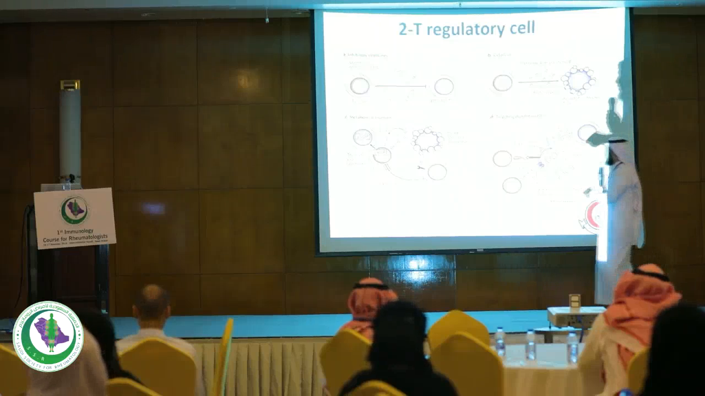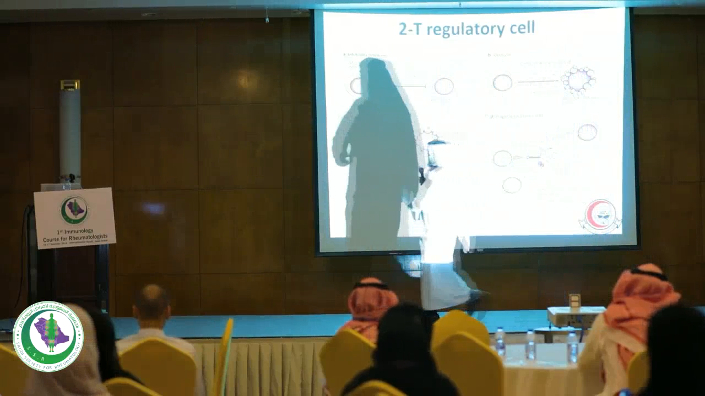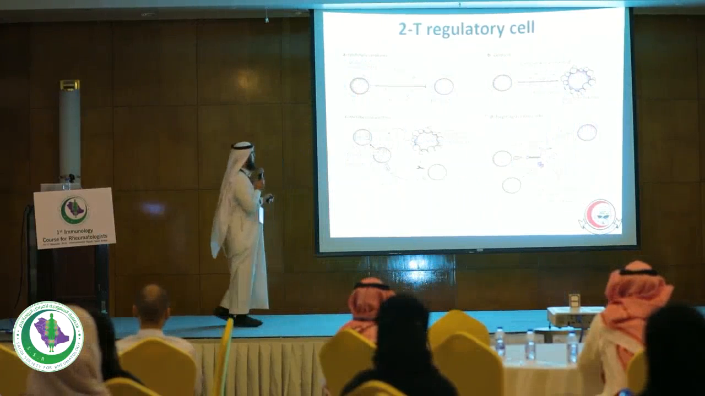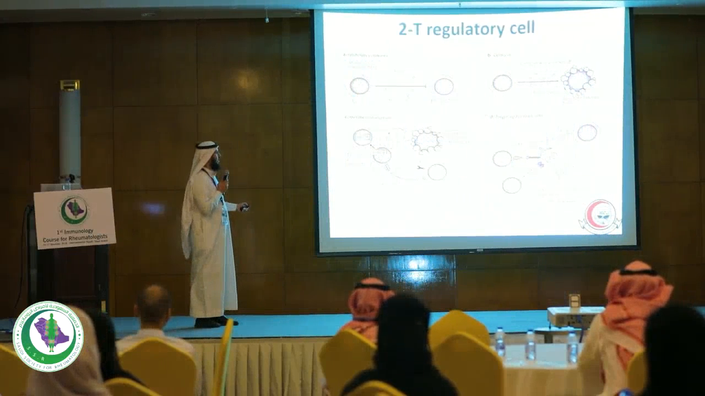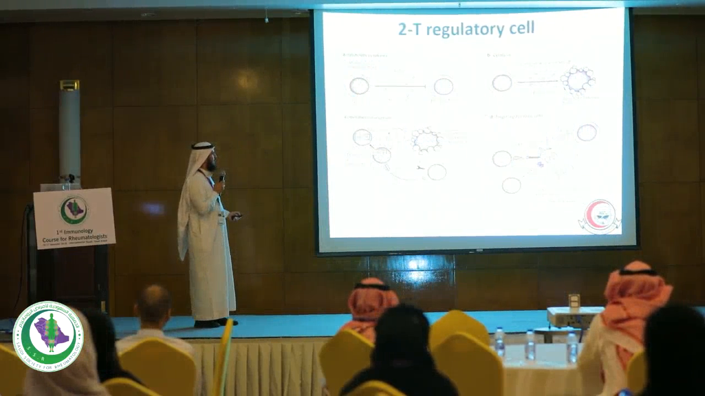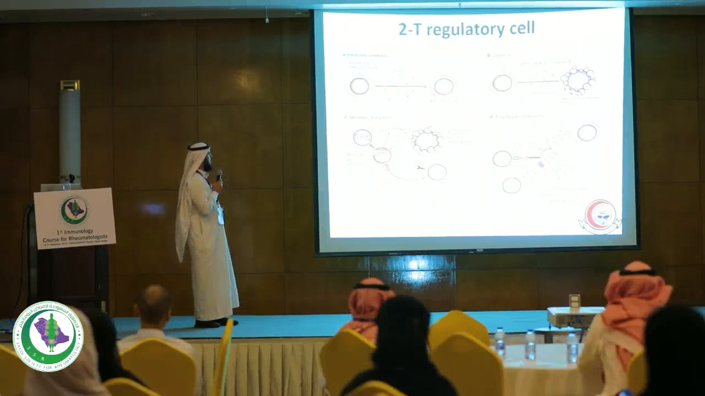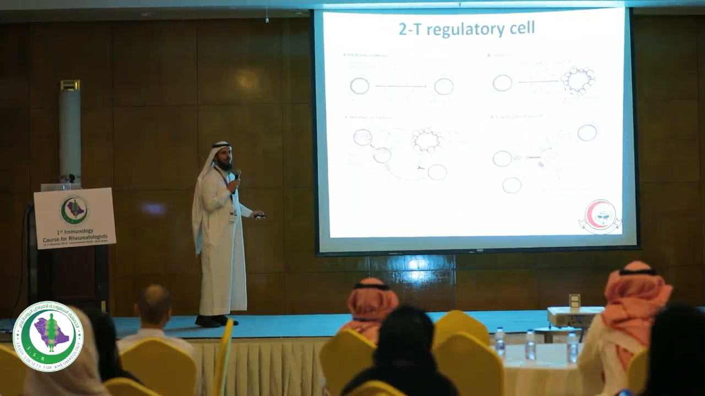So this is the T regulatory cells. We saw the mechanisms are multiple. One, producing TGF-beta and IL-10, producing the enzyme IDO, and also consuming all the IL-2, and also inhibition of the B7 from the dendritic cells.